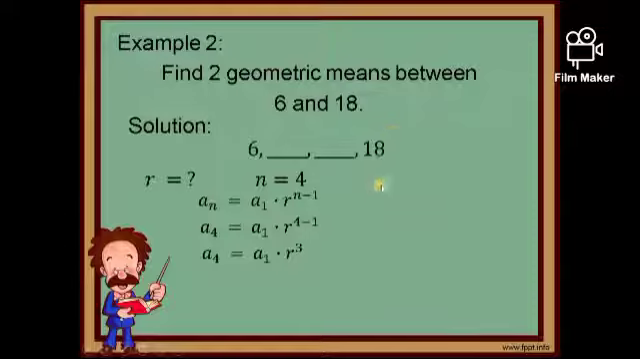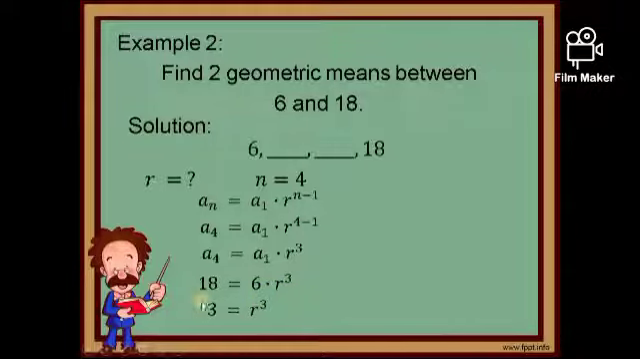Next, a sub 4 is 18, a sub 1 is 6. Substitute those values, we have 18 equals 6 times r cubed. To solve for r, divide both sides by 6. 18 divided by 6 will give you 3. 6r cubed divided by 6 is equal to r cubed.